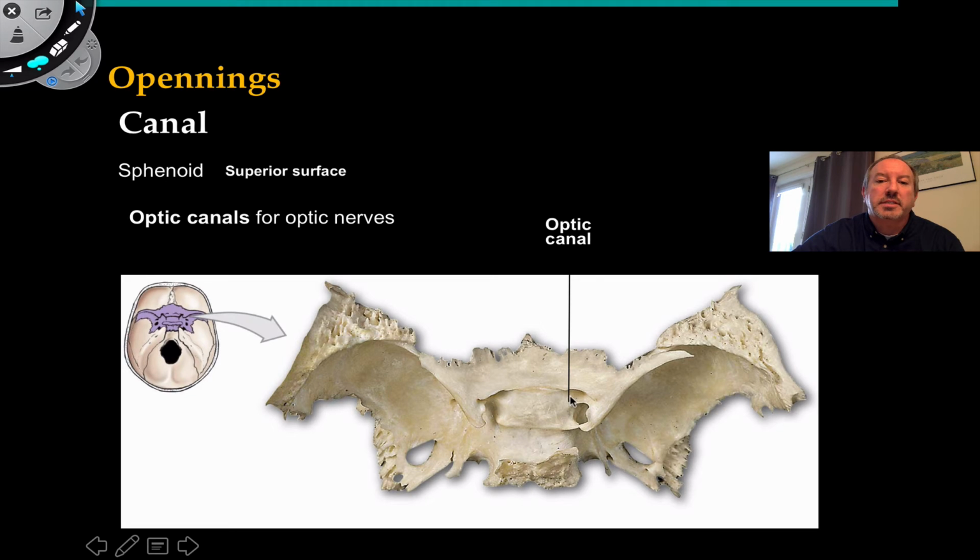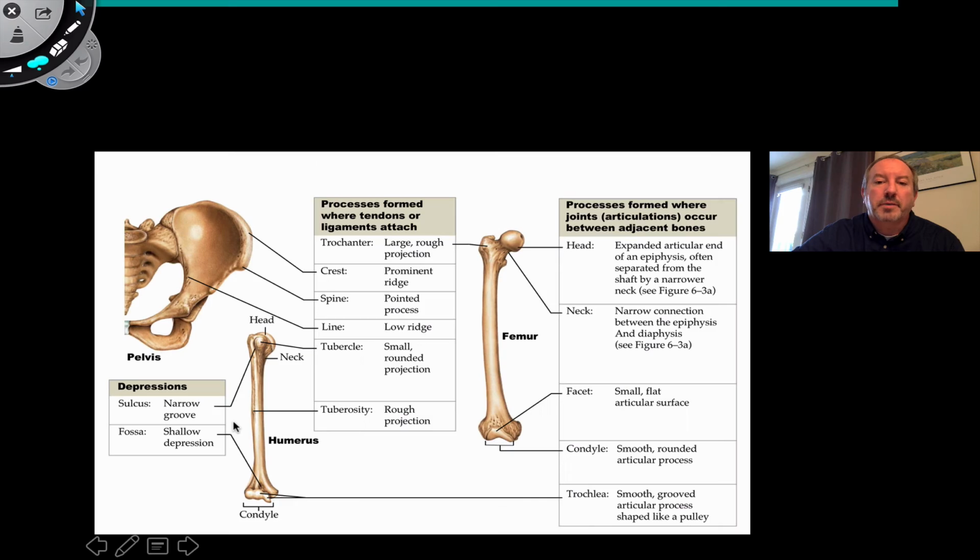And as you can see, these canals are areas in which the optic nerve is able to penetrate from the posterior part of the eye, and it enters into the brain right in this area through this optic canal. It's pretty cool. So the canals are for the optic nerves. And this is the superior view, again, as I mentioned, looking down on the sphenoid bone.